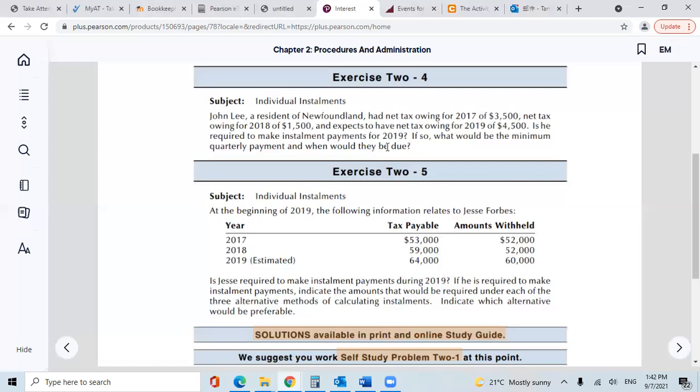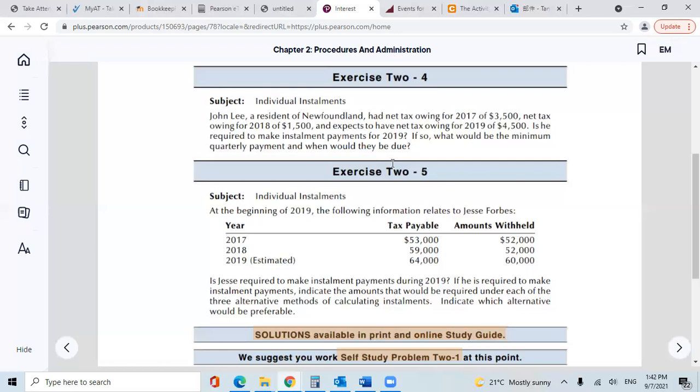If you're considering alternative number 3, then you need to do the whole calculation for 2017. It's $3,500. When you do the calculation, divide by 4, you get over $1,000, you times 2. So the first 2 installment payments are higher than the total of 2018's total tax owing. So that's why 2018's is the best choice, right? Because it's the lowest amount you need to pay. So you choose 2018, and you do not need to actually do the calculation for 2017.